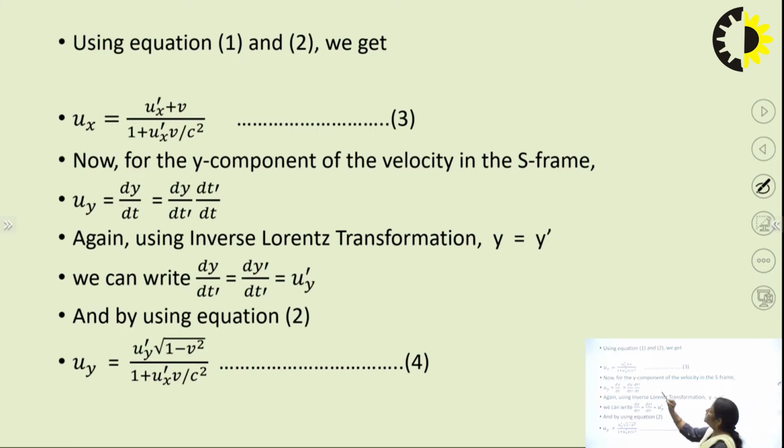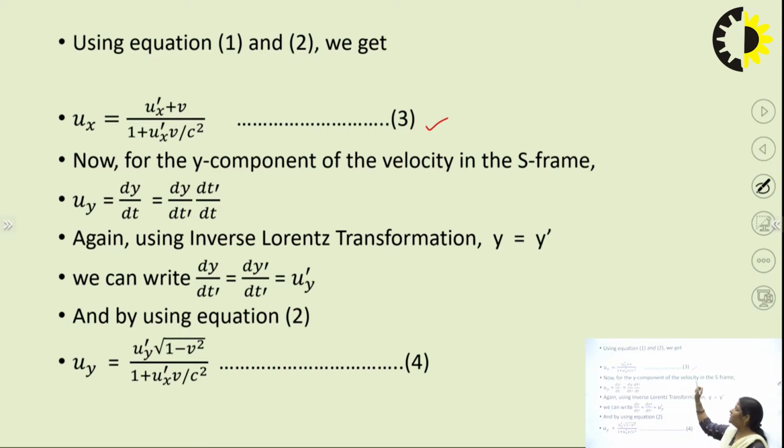Now we must see the expression for ux. Using equations 1 and 2, we have discussed that ux is equal to dx by dt dash times dt dash by dt. So we will substitute those values from 1 and 2, and then we will have the value of ux. It is ux dash plus v upon 1 plus ux dash v by c square. So this is the x component of the velocity in the S frame, as observed by the observer.